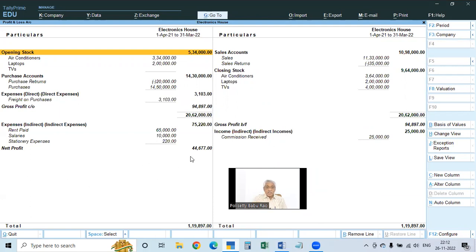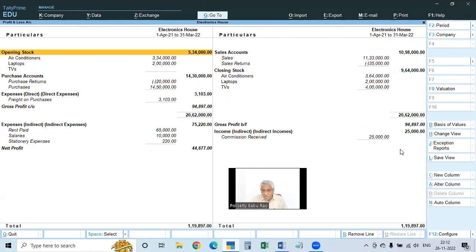Here we got a profit, so the profit is to be transferred to the capital account. Here it is a profit, a credit balance. This is to be transferred to the capital, meaning we have to give it to the proprietor, the owner. That is why the capital account will be increased. So this net profit is given to the capital account, which means the capital account will increase.